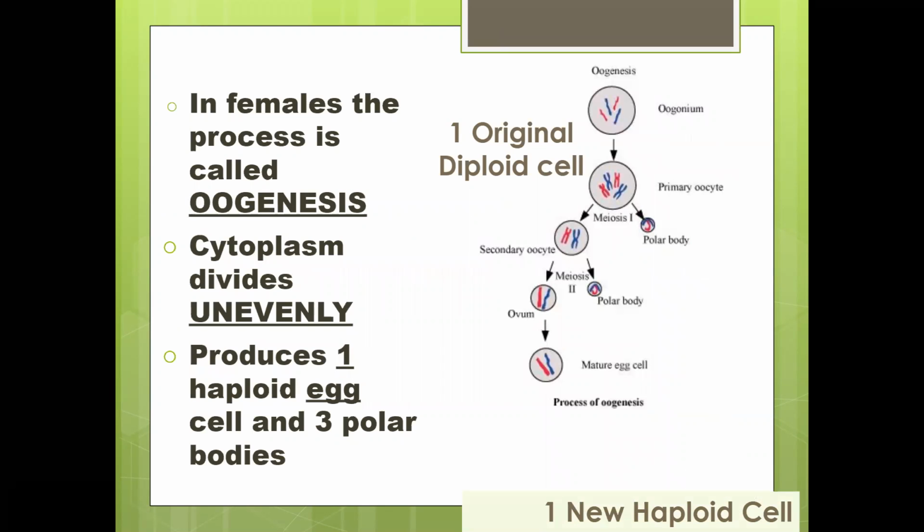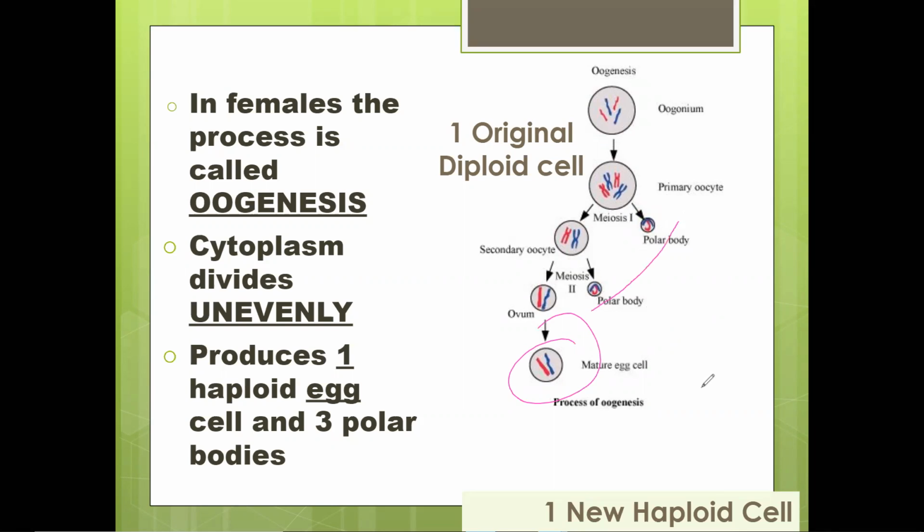In females, that process is called oogenesis. And an interesting thing happens in oogenesis, and that is that the cytoplasm divides unevenly, and it's going to produce 1 functional haploid egg, which you can see over here. And it's also going to produce 3 polar bodies, which you can kind of see over here. And those polar bodies don't have enough cytoplasm in them to be viable to do anything, so they just get reabsorbed.